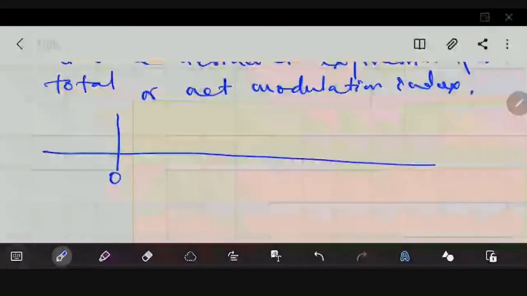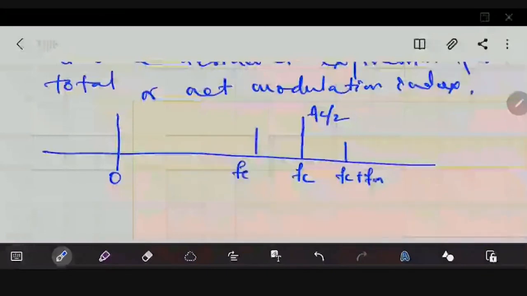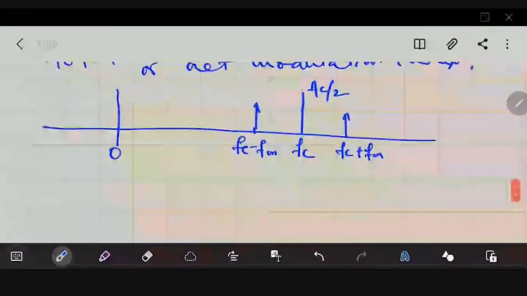So the modulated signal was like this, right? FC was here in the single tone amplitude modulated signal, and obviously the amplitude was AC by 2, if you could recall. And your FM was located like this. In the modulated signal it was located at FC plus FM, and here it was located at FC minus FM. This is how a single tone modulated signal looked like.